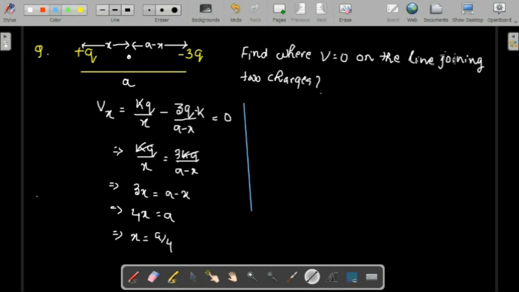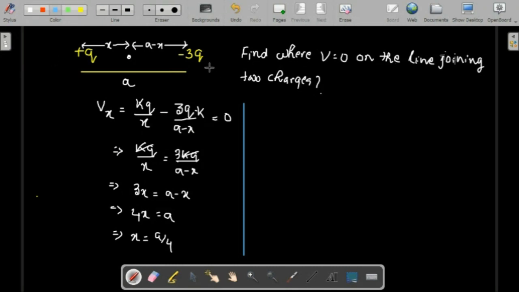But this is not complete, because it can have two answers. This is one position. Another position can be outside, somewhere here. The potential because of the positive charge will be there, and the potential because of the negative charge will also be there. If they are opposite to each other, they will try to cancel each other out and become V equal to 0.